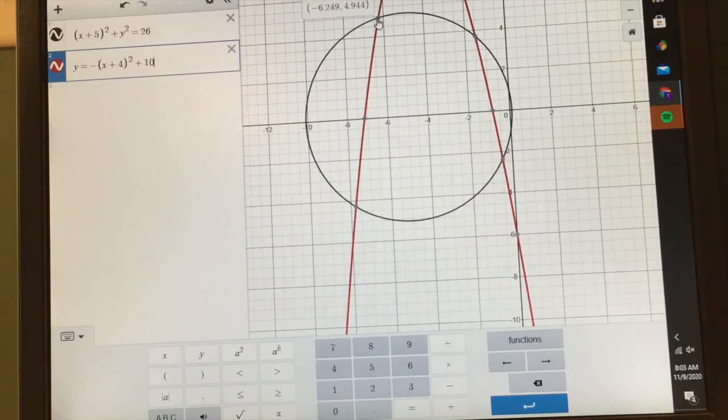Now, since I made this one up, these are pretty extreme decimals here. I don't try to do that to you on a test or something, but just so you can see that it is possible for them to have 4. It's possible for them to have 3 intersections.